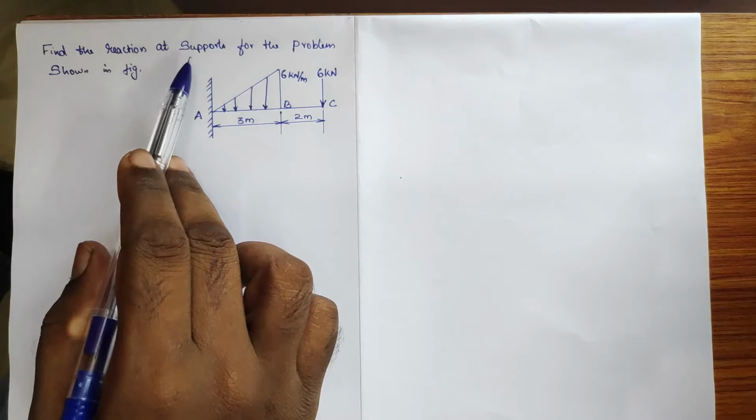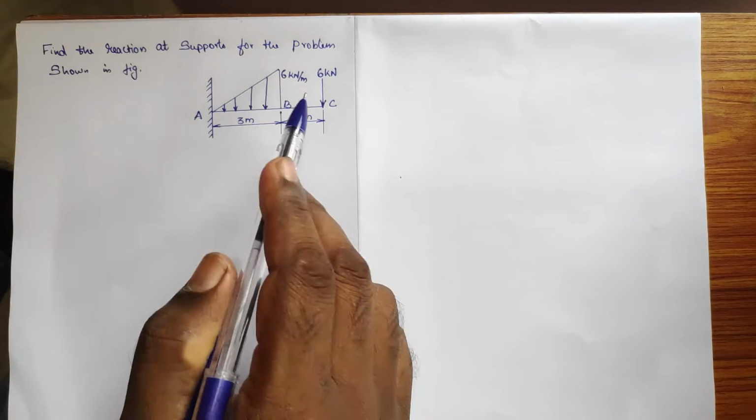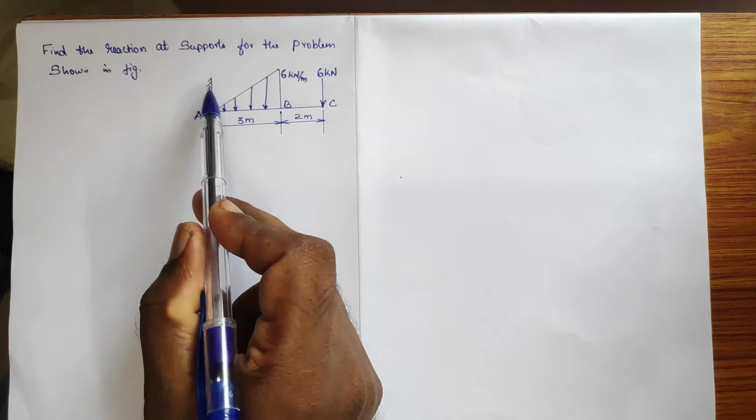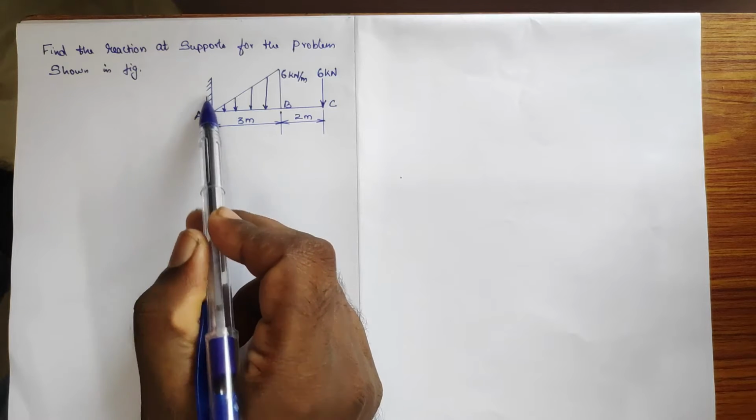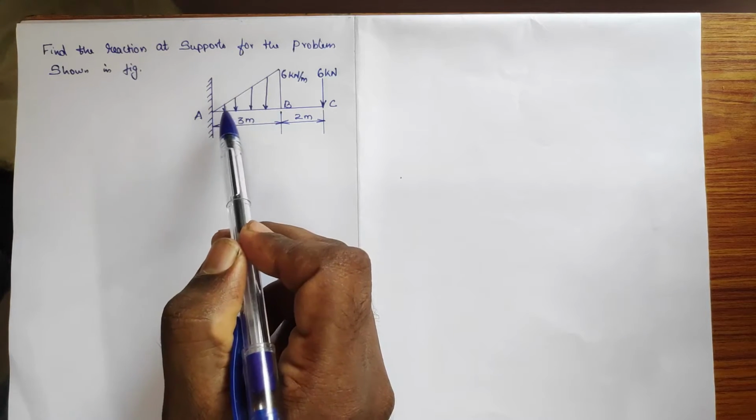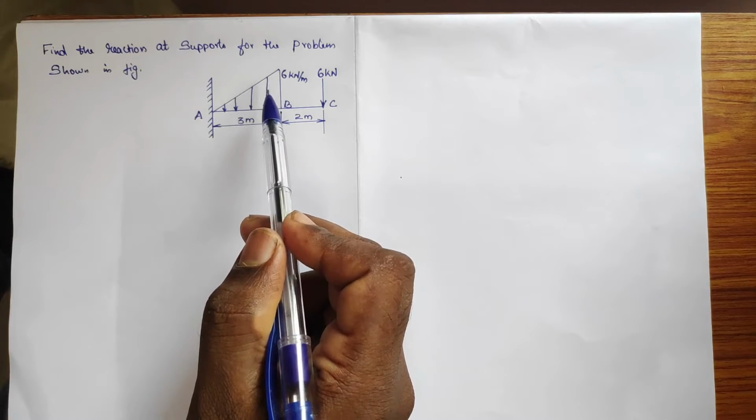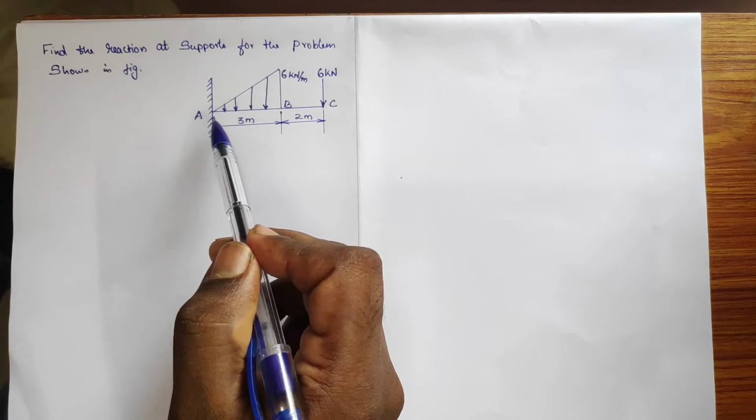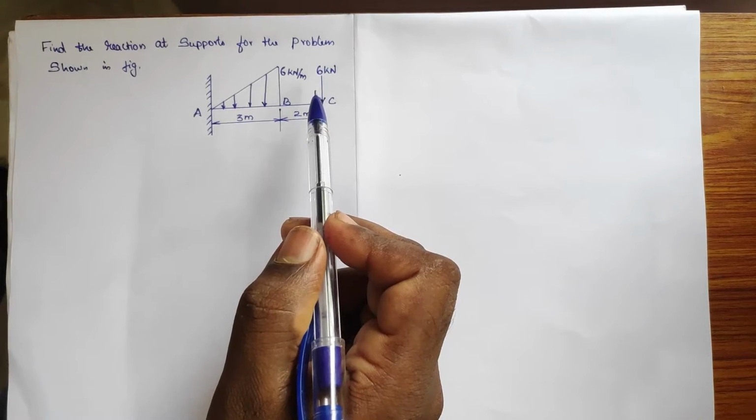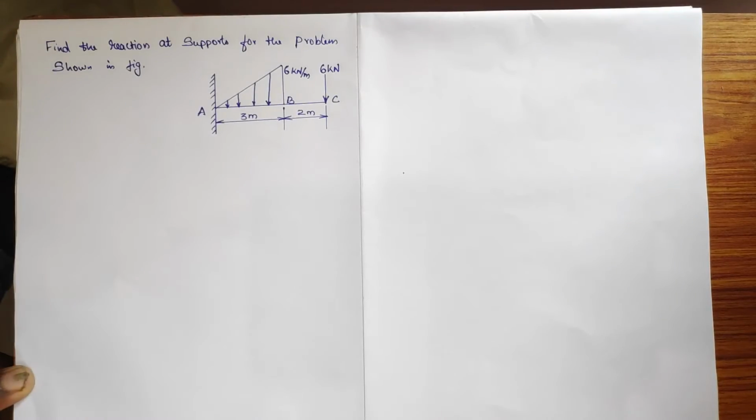Find the reactions at the supports for the problem shown in the figure. This is the exact figure given to us. At one end it is a fixed support, and here it is a UVL, a uniformly varying load. From one end to the other it keeps increasing, and at the end it is given as 6 kilonewton. So these are the things that have been given.